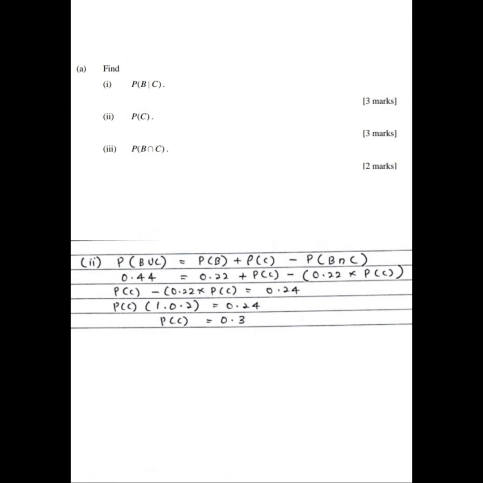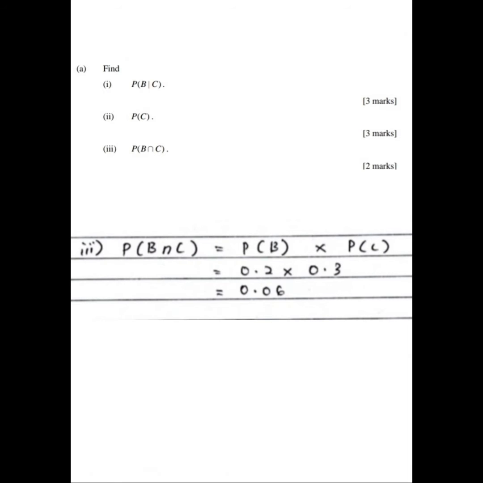The equation to find it is probability B union C equal to probability B plus probability C minus probability B intersect C. So we can get 0.44 equal to 0.2 plus probability C minus in bracket 0.2 times probability C. From the equation and the solving method, we can get the probability for C is equal to 0.3.